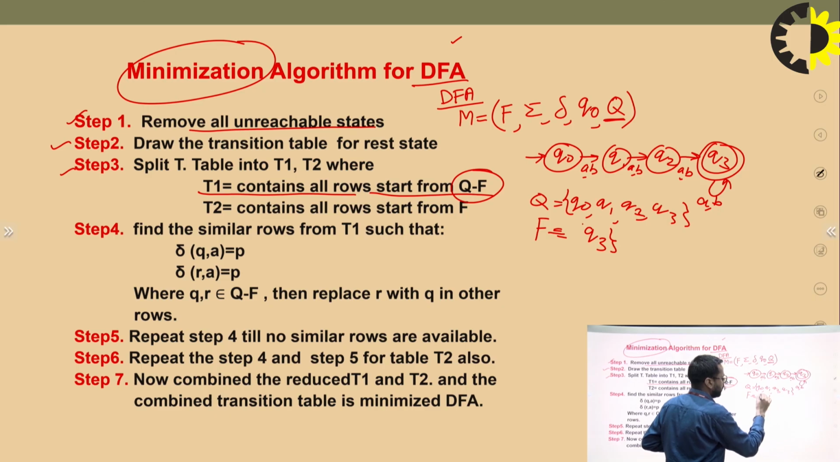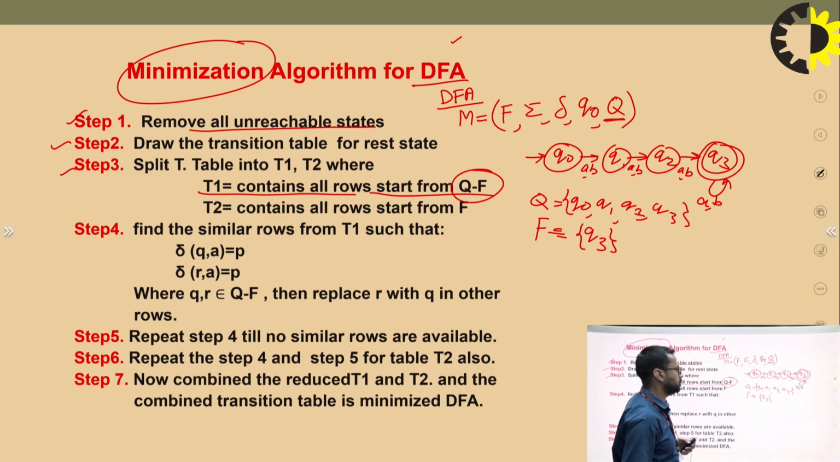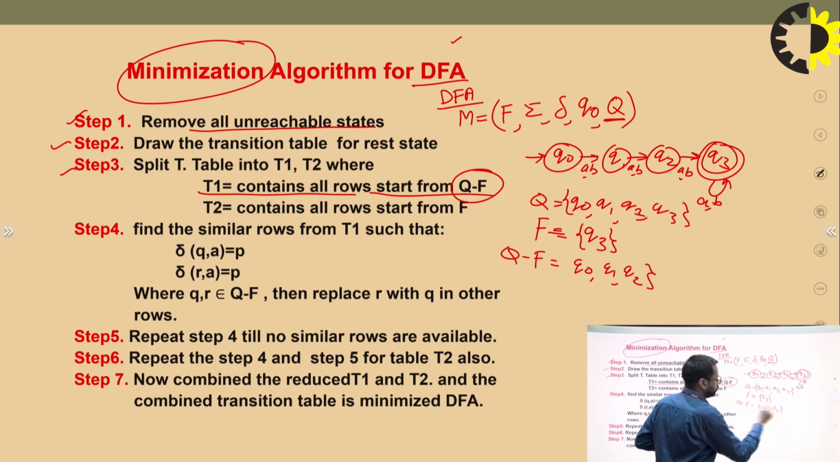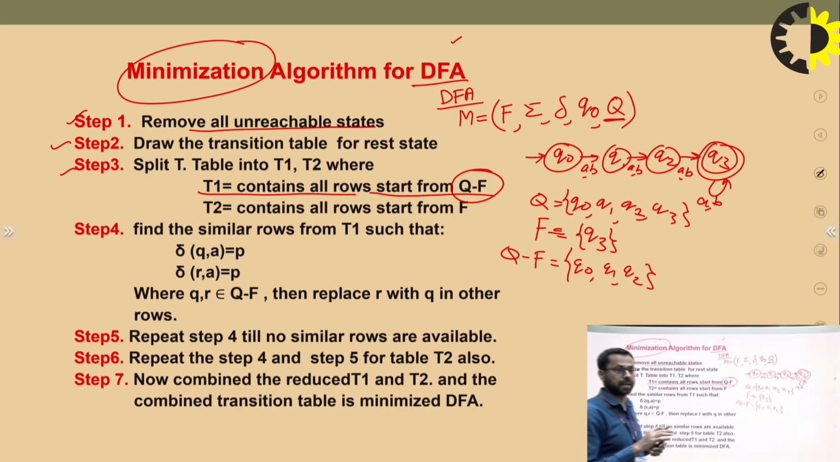It is a single state. Q3 is considered as the final state. So when we calculate Q minus F, that means Q0, Q1 and Q2. So the T1 table contains only the Q minus F states and T2 contains the remaining states, that contain the final states.